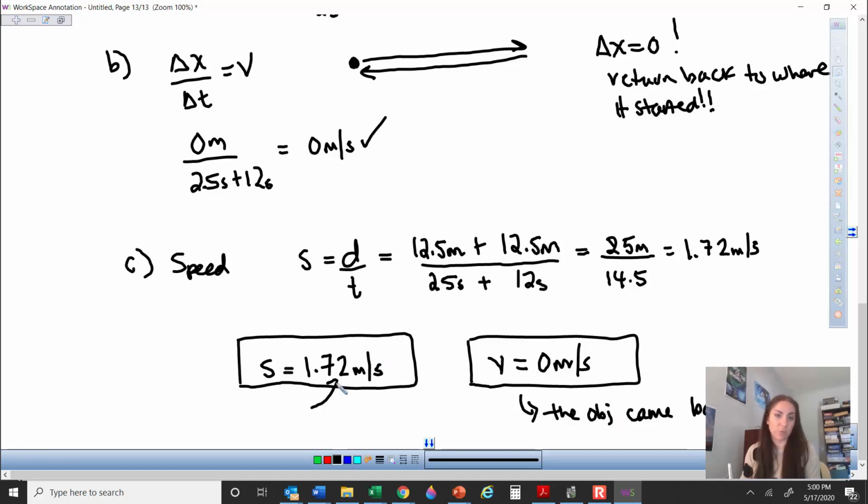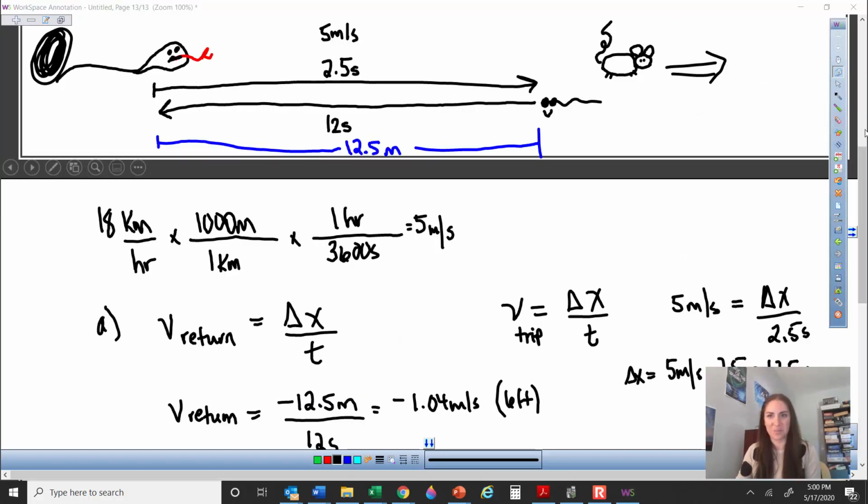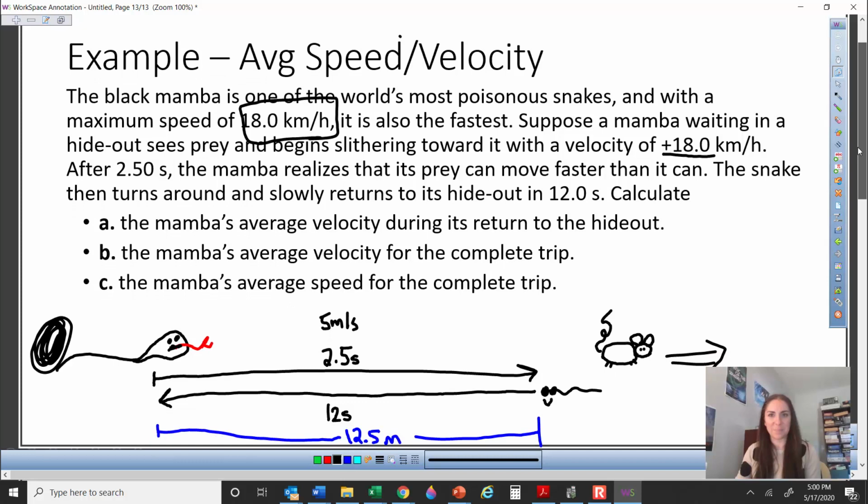Now this tells you a little more information, right? This is more helpful because it tells you on average how fast it went. Almost 2 meters per second. So that's pretty fast for a snake if you think about it. I don't think I want to be near that snake going that fast.